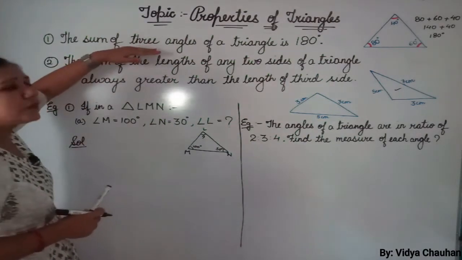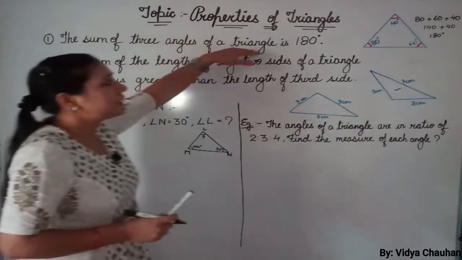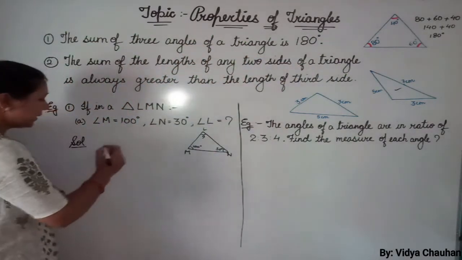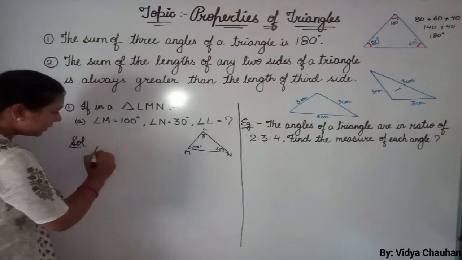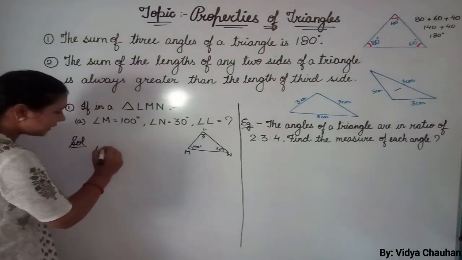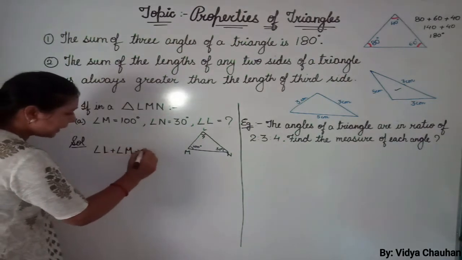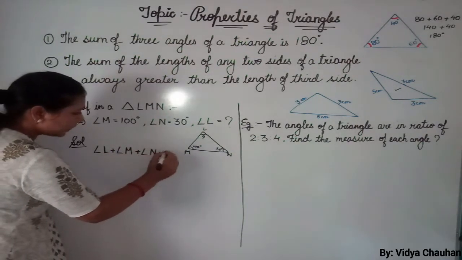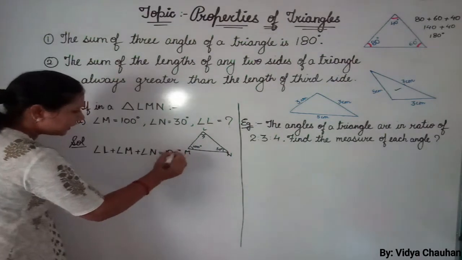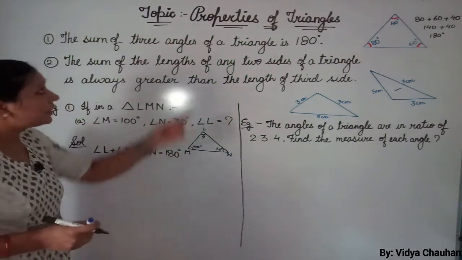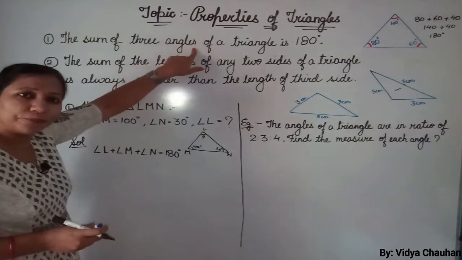We will use the first property of the triangle, which says that the sum of the three angles is 180 degree. So let us use this property. The sum of the three angles, that is angle L plus angle M plus angle N, is equal to 180 degree. How have we written this sum of three angles as 180 degree? According to the property, right?